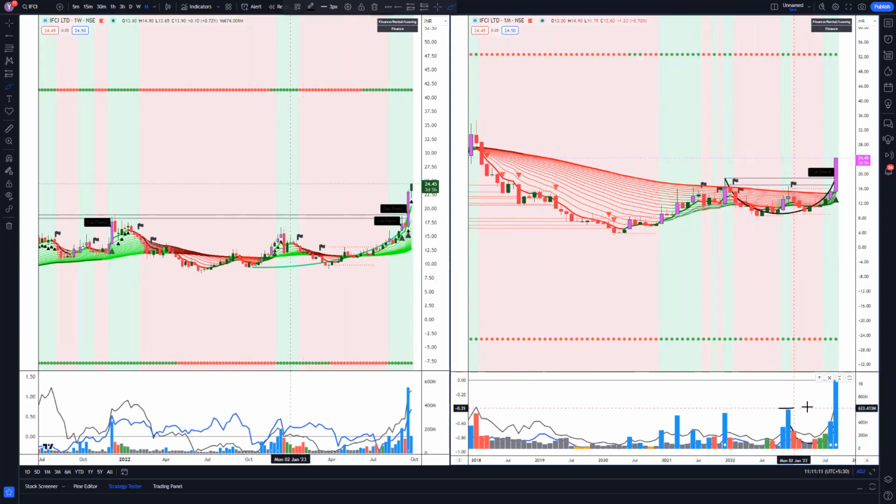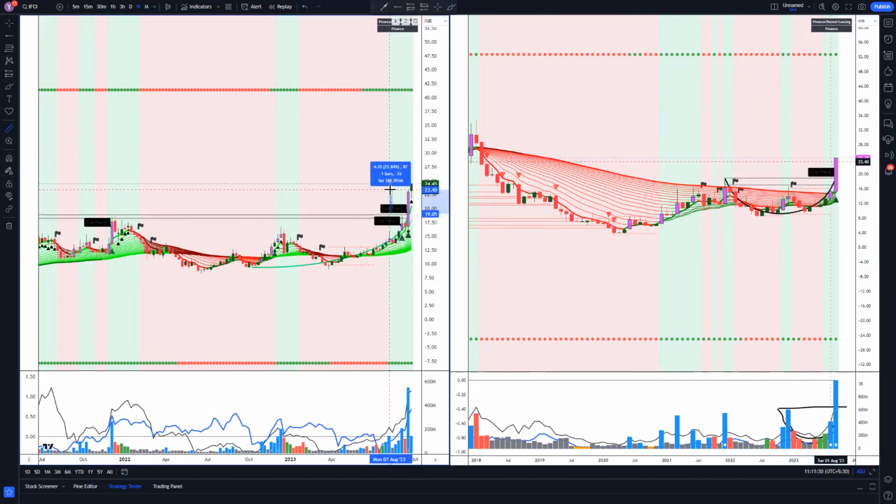Cup shape kind of a pattern, even in volume. So that's a very good sign. So what happens, instead of waiting for your entire week, if this was a breakout on 19 rupees, this has already gone to 23 rupees. So from 19 to 23, which is already a 22% rally.